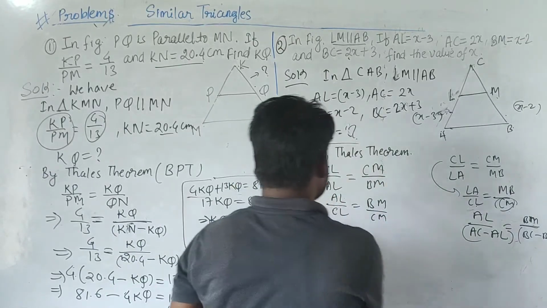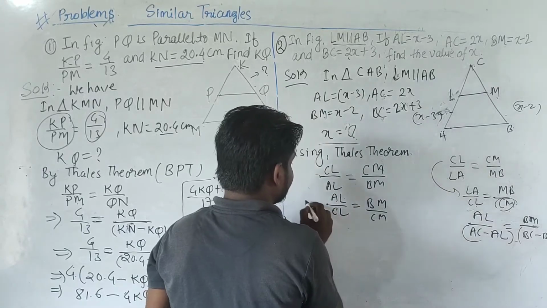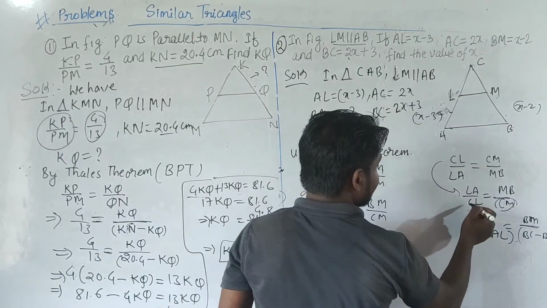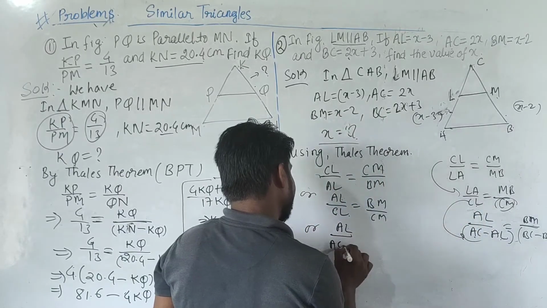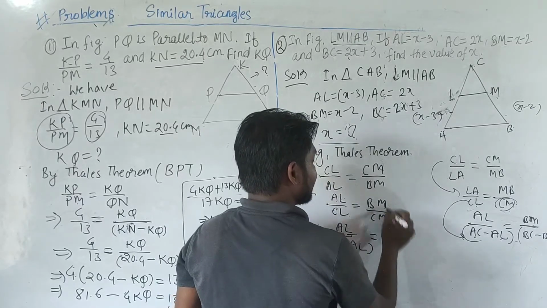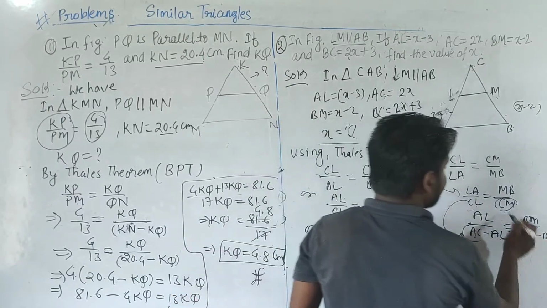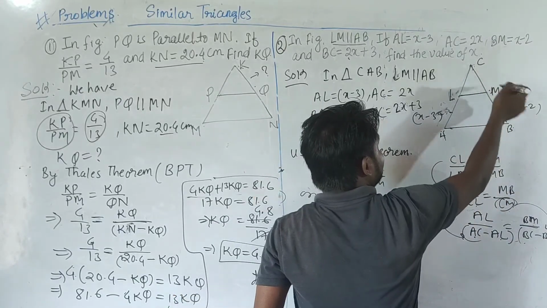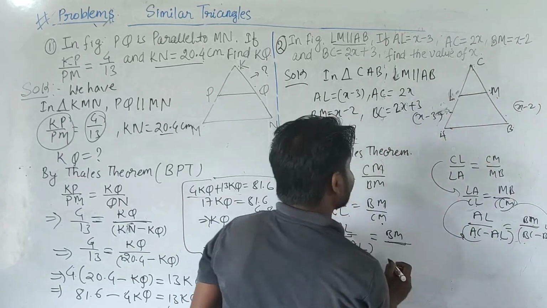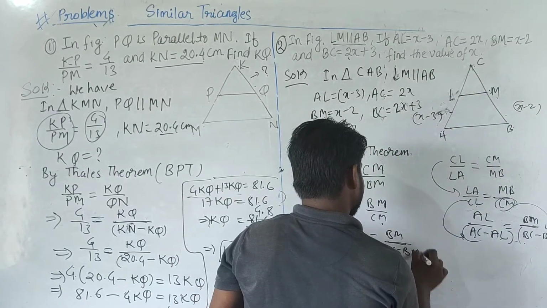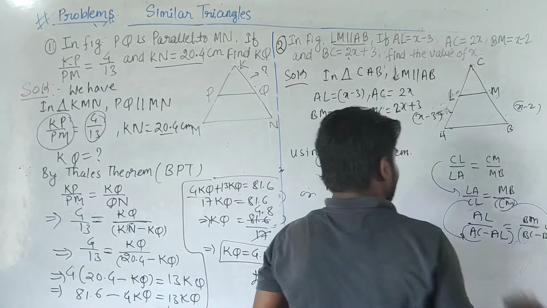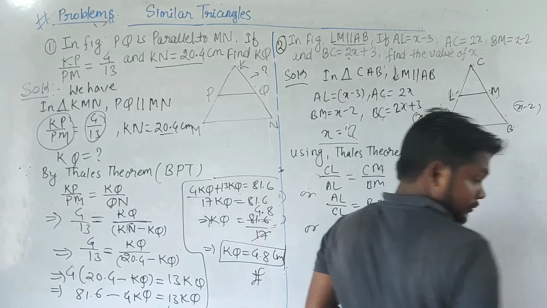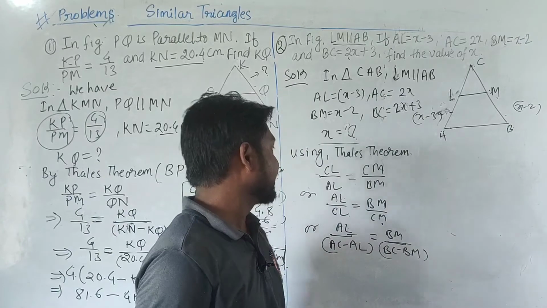Now next, this is AL and this is CL. CL can be written as AC minus AL. This is BM and this is CM, and CM can be written as BC minus BM. I hope up to this point everybody understood.